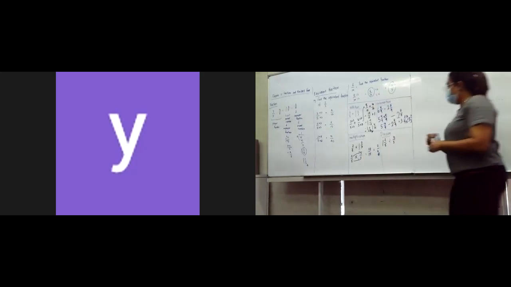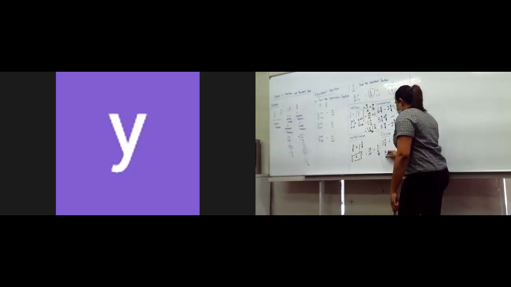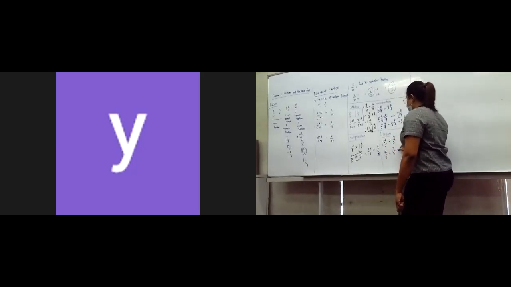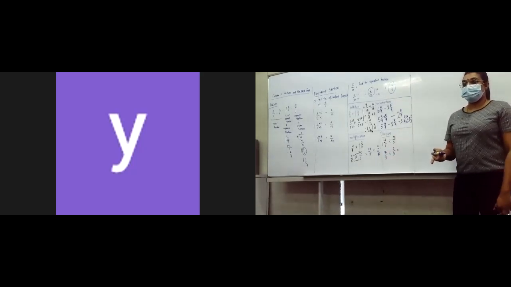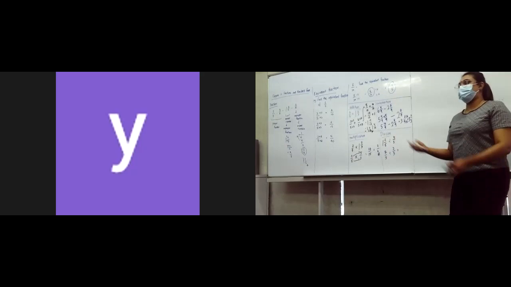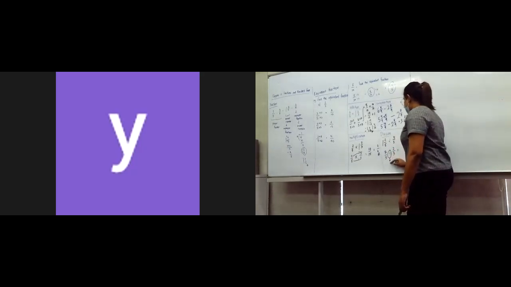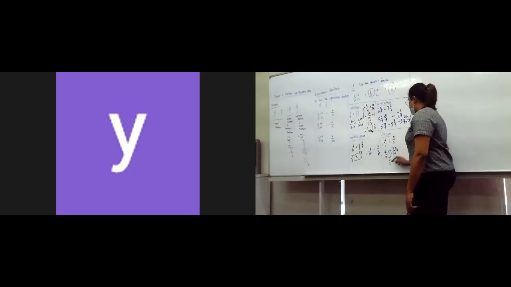Okay. 1 2 over 5 divided by 2 over 3. Change to improper fraction first. 7 over 5 divided by 2 over 3. So division, you cannot actually do the division. You have to change this to multiplication, where when you are multiplying, this one will turn upside down.